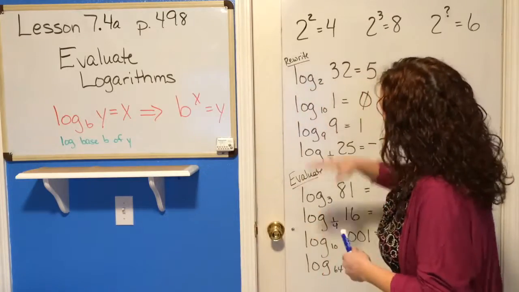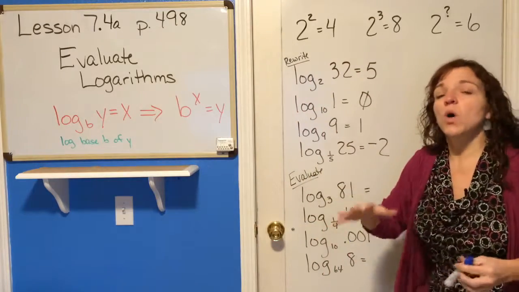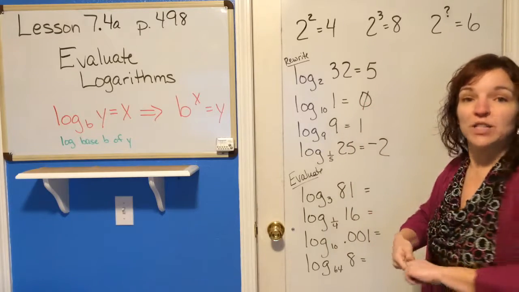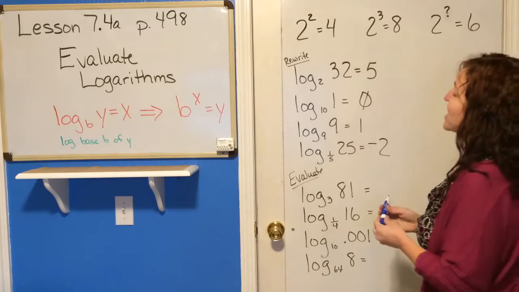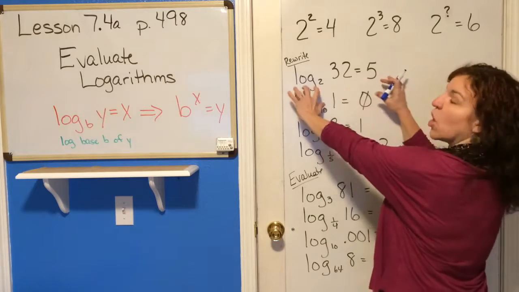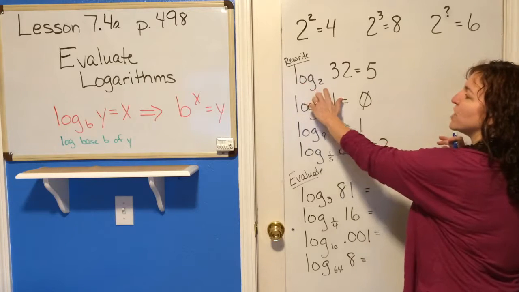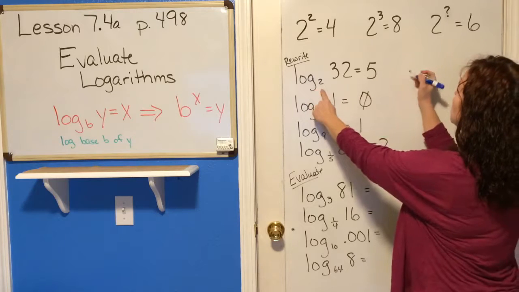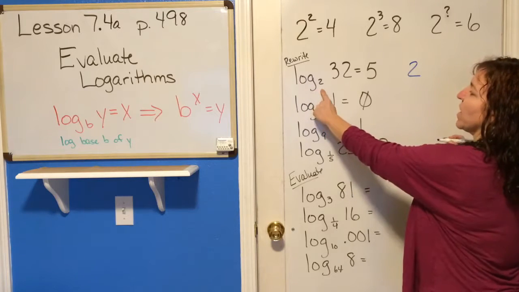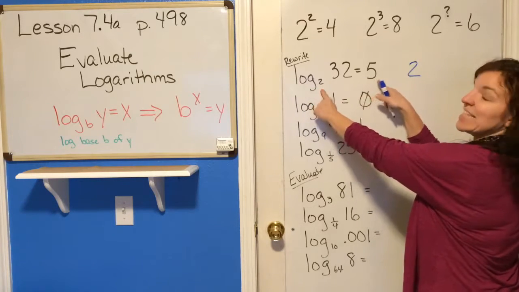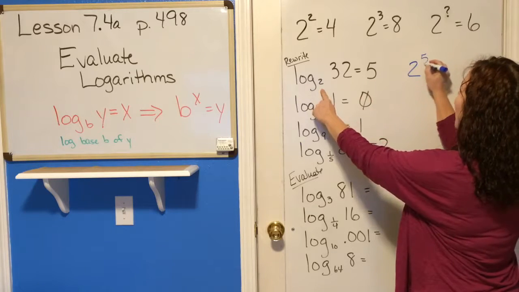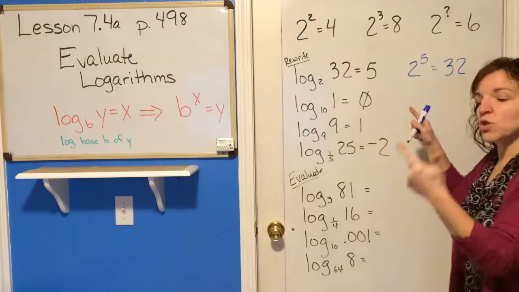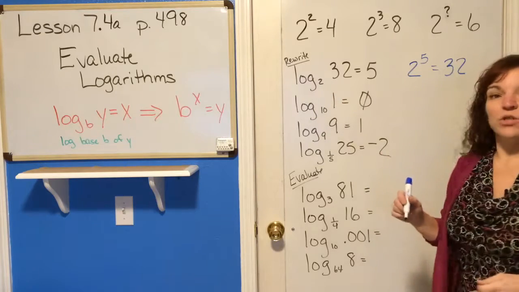So what we're going to do is take these first few and rewrite some logarithms into exponential form. This is already a logarithm that's solved, and it says log base 2 of 32 is 5. So the base is 2, and the exponent is the answer. The exponent is 5, and that's going to equal 32. You can see 2 times 2 times 2 times 2 times 2 is 32.